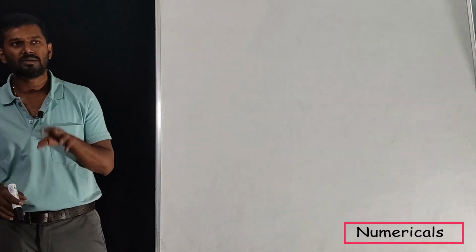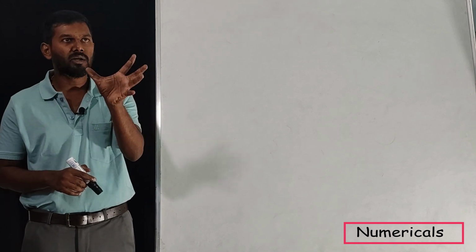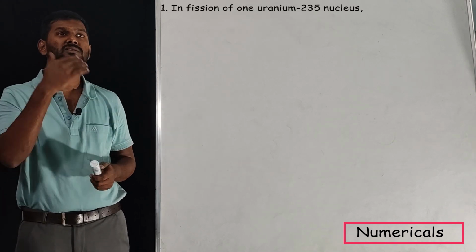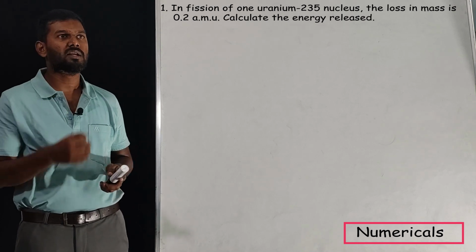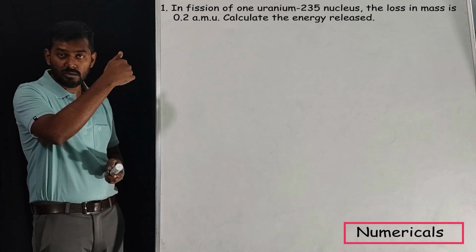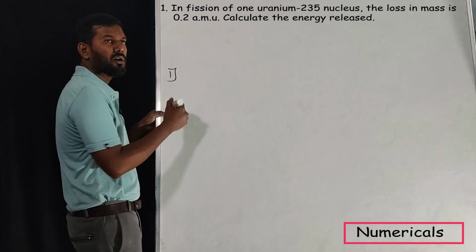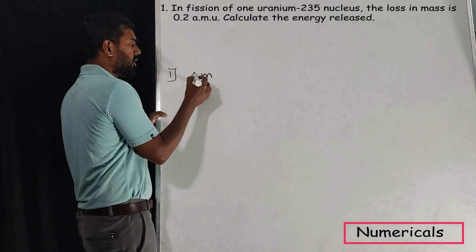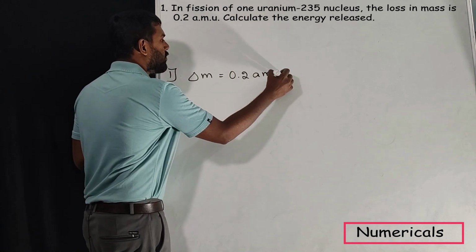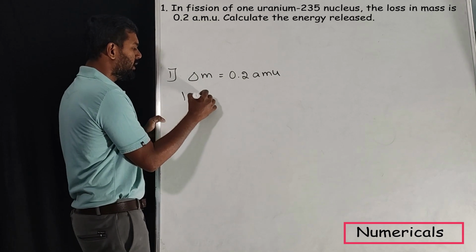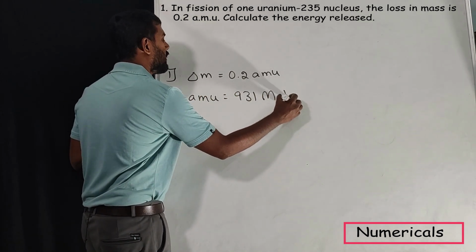Now we'll start with our numericals. There are only two numericals. We'll go for the first numerical. In fission of one uranium-235 nucleus, the loss of mass is 0.2 AMU. Calculate the energy released. See, they have given the data. First we'll write it. Here loss of mass, that is delta M, is 0.2 AMU, and we know 1 AMU is equal to 931 mega electron volt.